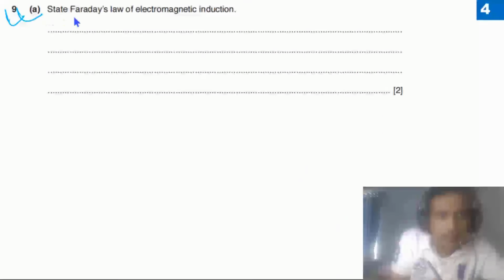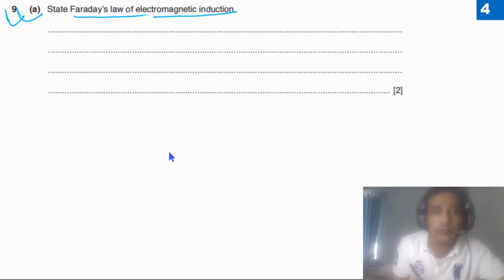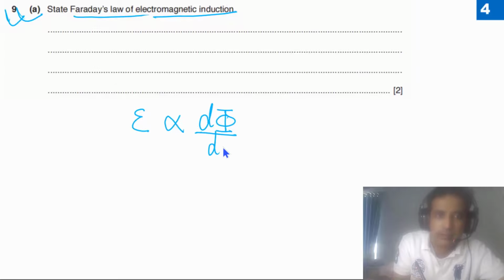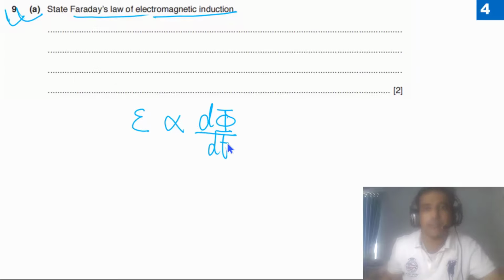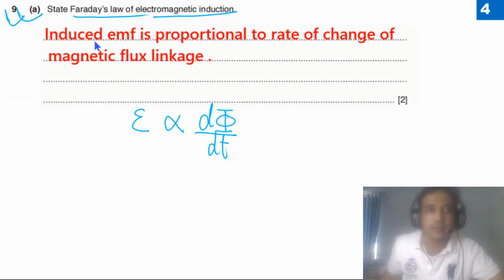Question 9 part A says, state Faraday's law of electromagnetic induction. According to Faraday's law of electromagnetic induction, EMF is directly proportional to rate of change of magnetic flux linkage, d phi by dt, rate of change of magnetic flux linkage. And this is what you need to write down for the answer of this question. So simply you can say induced EMF is proportional to rate of change of magnetic flux linkage, and you will get 2 marks.